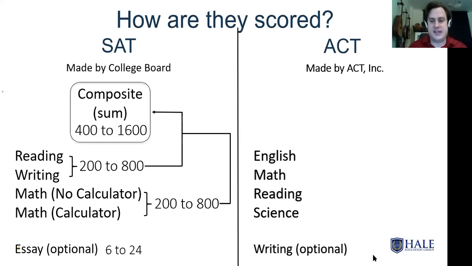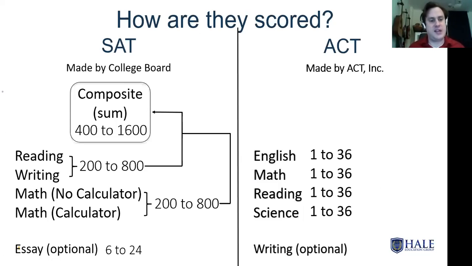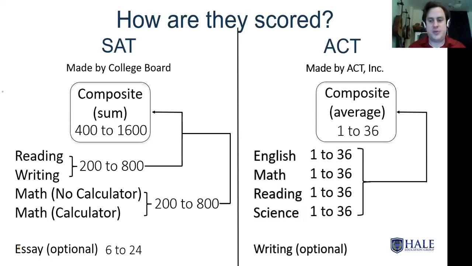The ACT test has an English section, which is grammar. That's identical to the writing and language section on the SAT. Then you got a math section, which you can use your calculator for the entire time. And then you have a reading and a science section. Those are all scored from 1 to 36, and your composite score is the average. And you have an essay, again optional, scored from 2 to 12.